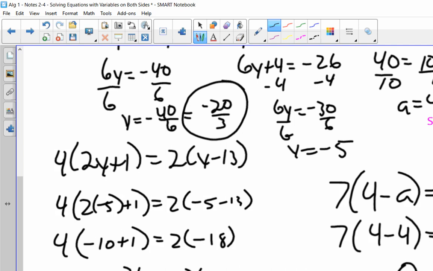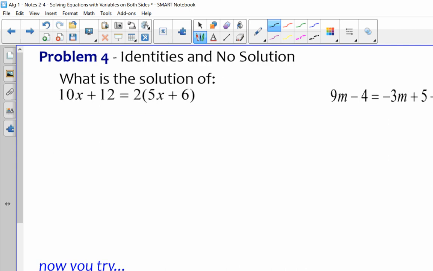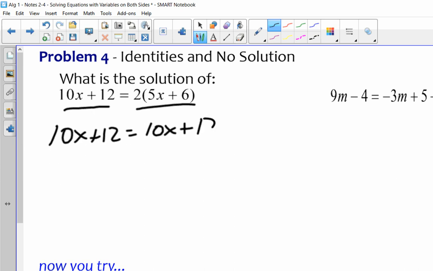Okay, checking your answers. Did not take me very long to check it. So here, these are kind of these funky ones, these are proven identities. And you're going to see we're going to get some kind of weird answers. So I'll kind of explain this as we do it. Okay. So this first one, I can't do anything with this. So I'm going to come over here and distribute. And I'm going to get 10x plus 12.